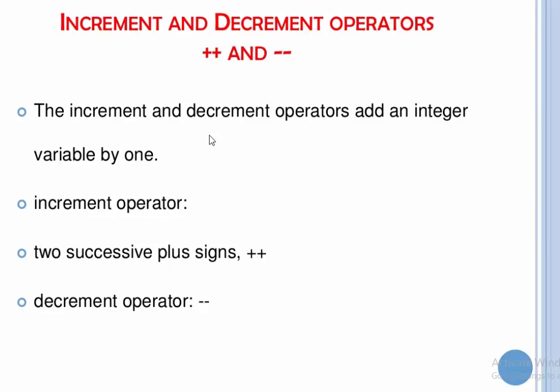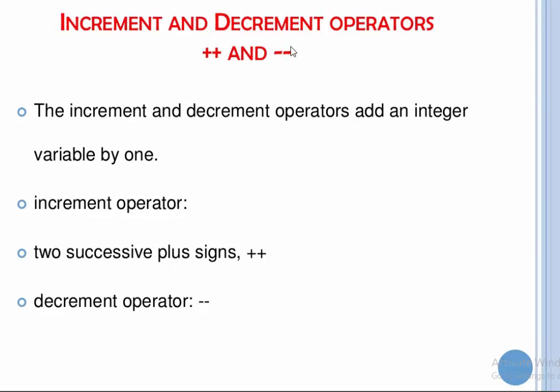So initially we divide the operators into three types: unary, binary and ternary. Unary means an operator operates on a single operand, binary on two operands, and ternary on three operands. In this case, increment and decrement operators are called unary operators because these operators operate on only a single operand.